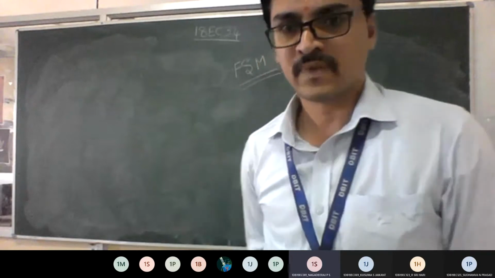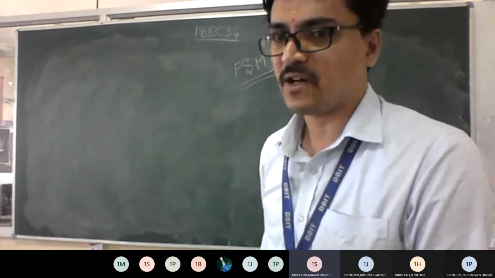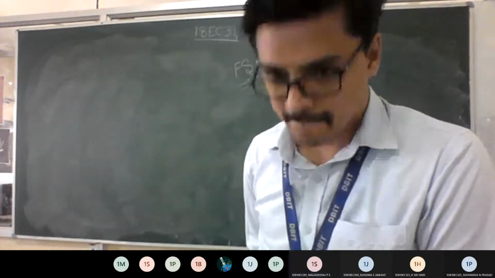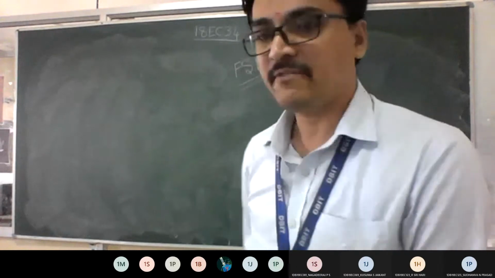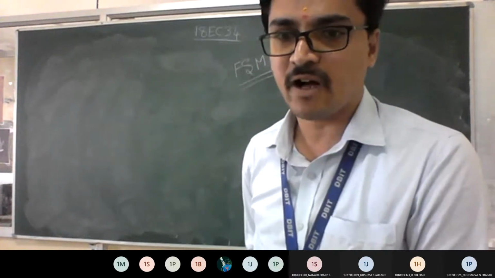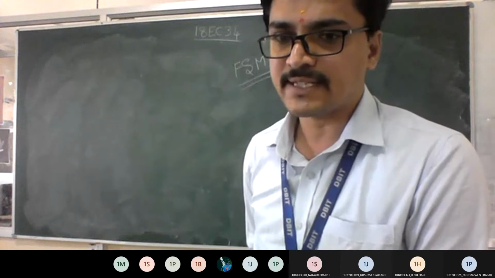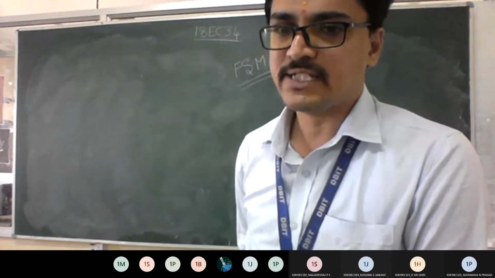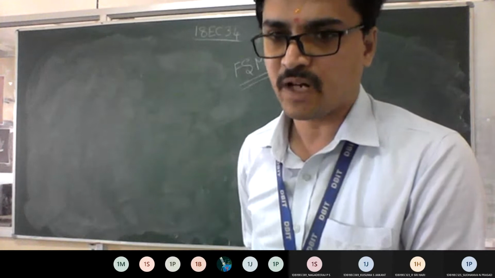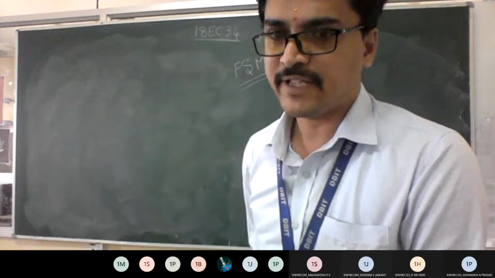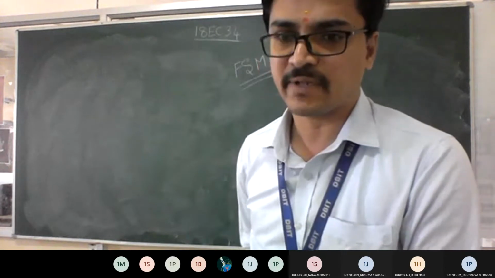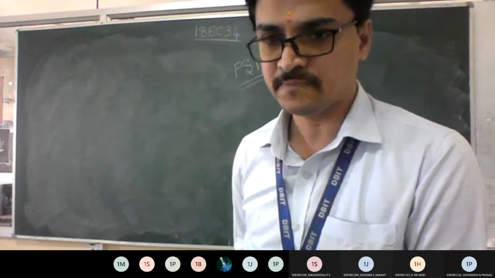Finite state machine. Good. So FSM, finite state machine, wherever you have a state diagram and state table, two scientists, Mealy and Moore, generated their own design from which we can get a simplified expression or simplified logic diagram.